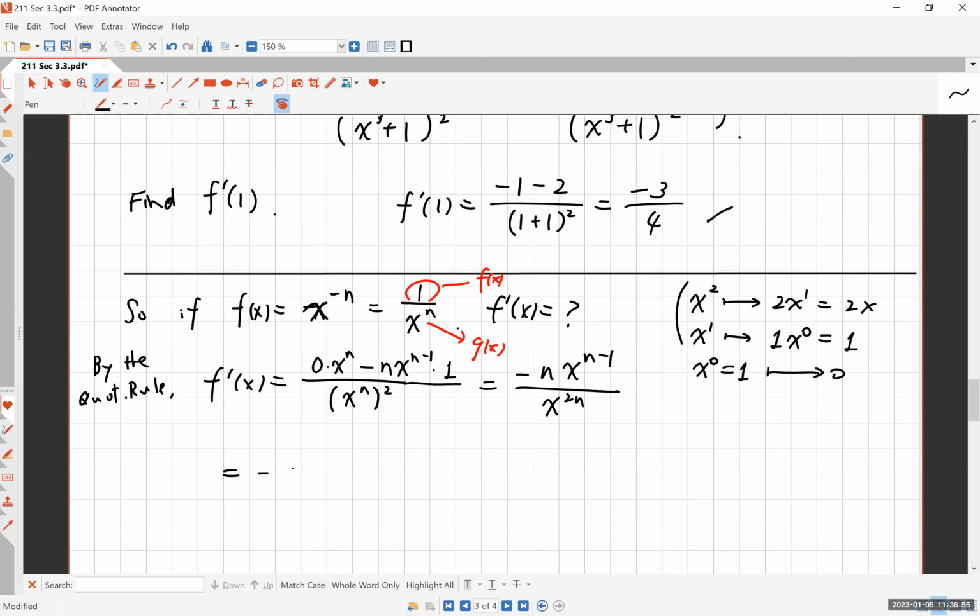Let's simplify this. It's minus n, and how many x's do I have here? It's going to be x to the n minus 1 minus 2n, right? Because that's how the exponents work. When you have a quotient, you subtract the exponents. Well, how many x's are there here? n minus 2n is negative n. So it's negative n minus 1.